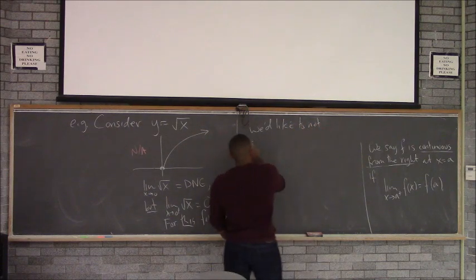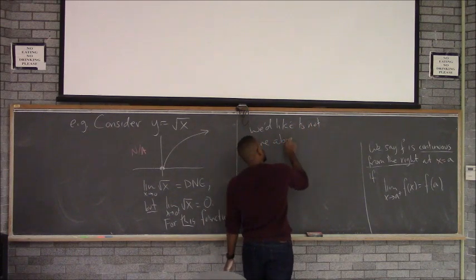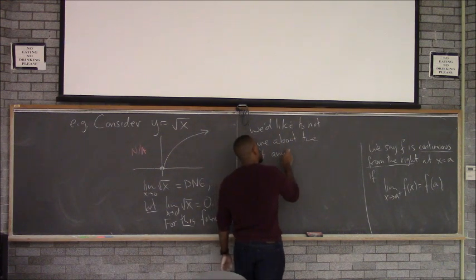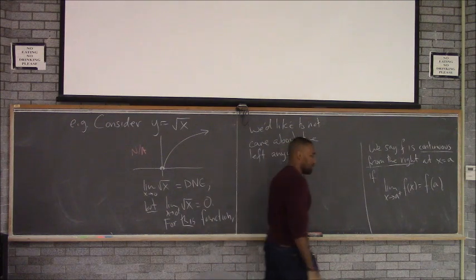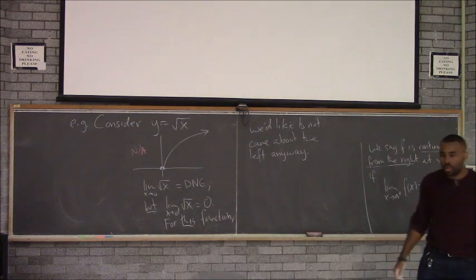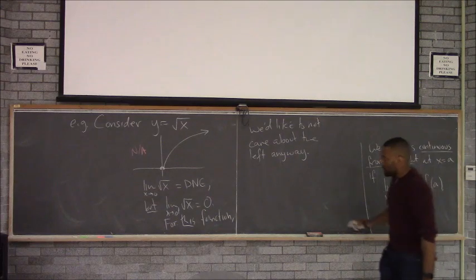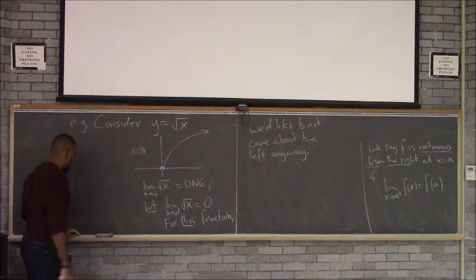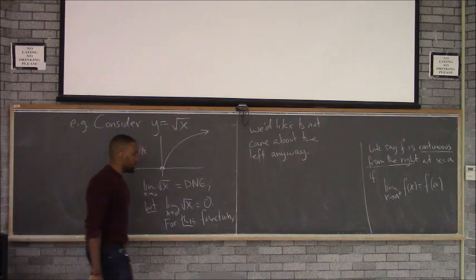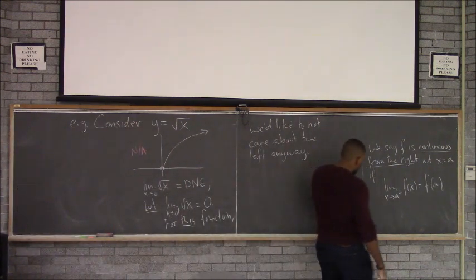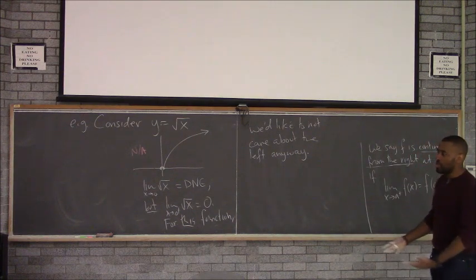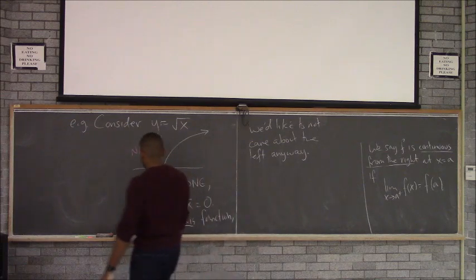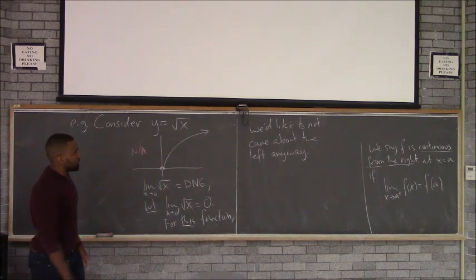We'd like to not care about the left anyway. Why would we care about the left? We're only doing real calculus, as in not complex analysis. We're doing real analysis calculus, so only the real numbers actually work. So the left side wouldn't be something I want to consider anyway. So at the point 0, I would only actually consider this from the right.